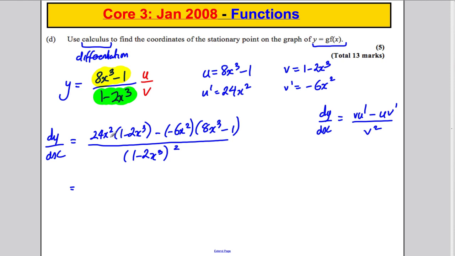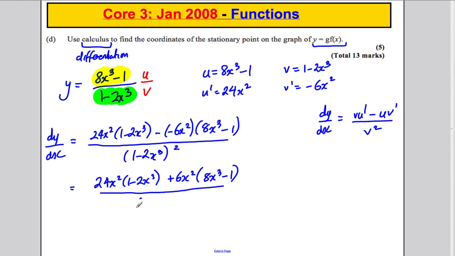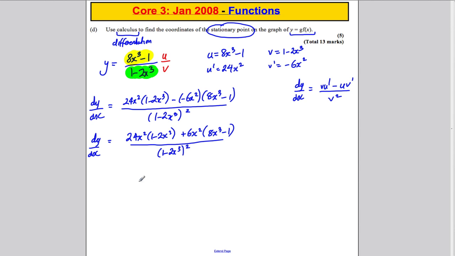Tidying up a little bit, what we could do is we could just say that that's 24x squared (1 subtract 2x cubed) plus 6x squared (8x cubed subtract 1) all divided by (1 subtract 2x cubed) squared. So that's our dy by dx. No need to tidy up any more than that. But what we have been asked for are to find the stationary points. So I'm going to extend the page. That's when dy by dx is 0. That's when this thing is equal to 0.